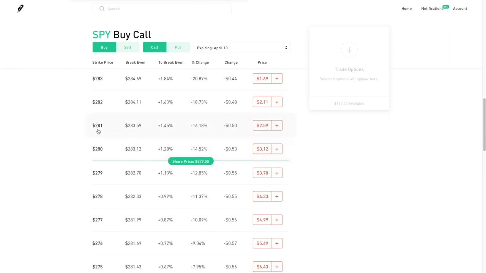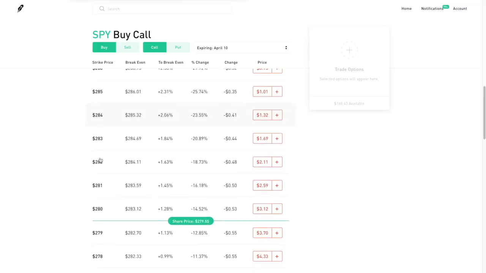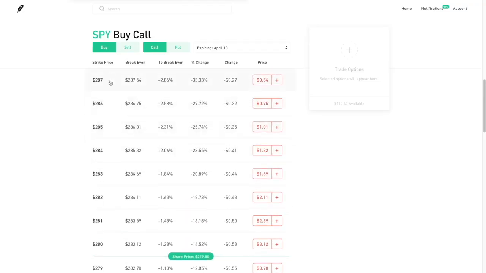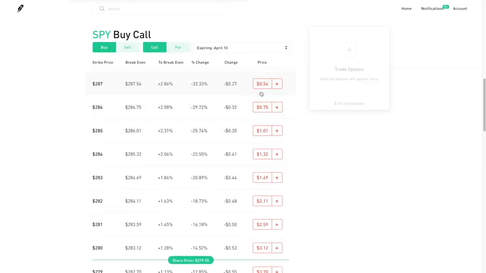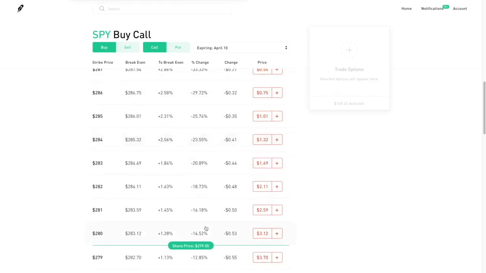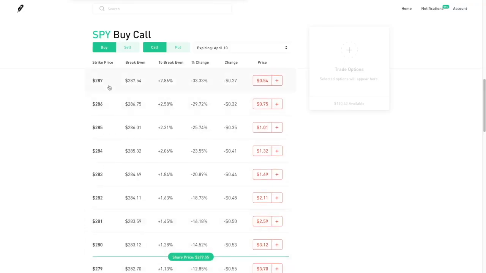This is out of the money, and then the further you go up, the further out of the money the strike prices become. So if this strike price is at 287 and you're assuming the stock will go up to 287 by April 10th, then you're very bullish on the stock, but you pay a lot less for the option contract because it's way out of the money, considering there's about a $7 or $8 difference between the actual share price and the strike price.